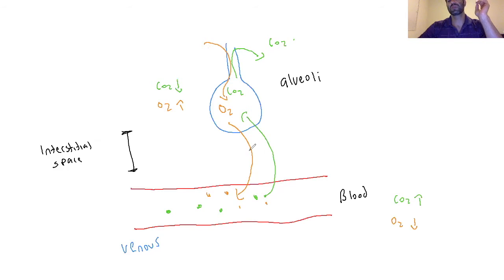So more or less, carbon dioxide is going to diffuse from the blood to the alveoli, and oxygen is going to diffuse from the alveoli to the blood. And that's how gas exchange occurs there. All right, so now we're going to talk about mucus secretion.